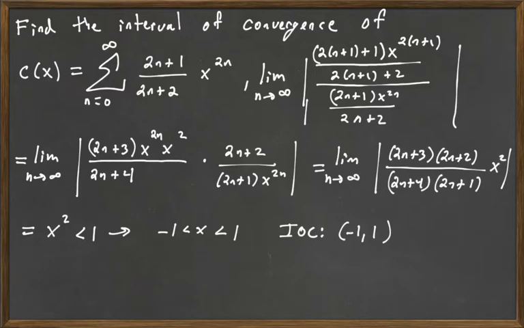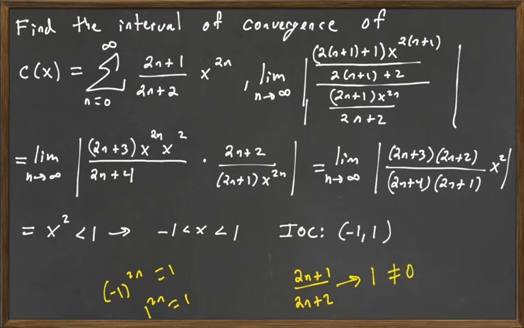If you try the endpoints, either minus 1 or positive 1, you will be looking at an nth term that is the same in either case, because both negative 1 to the 2n and 1 to the 2n are both going to be 1. And so if we apply the nth term test, this goes to 1, which is not 0, and so that would say it diverges at the endpoints. And if we wanted to, we could also say the radius of convergence is 1.